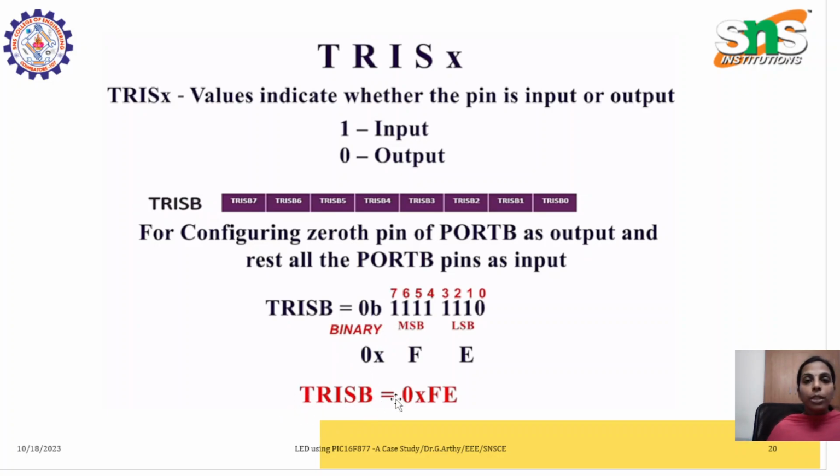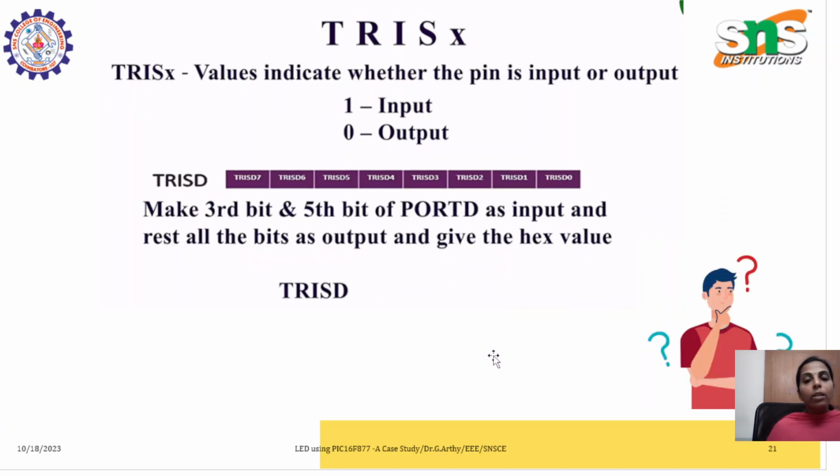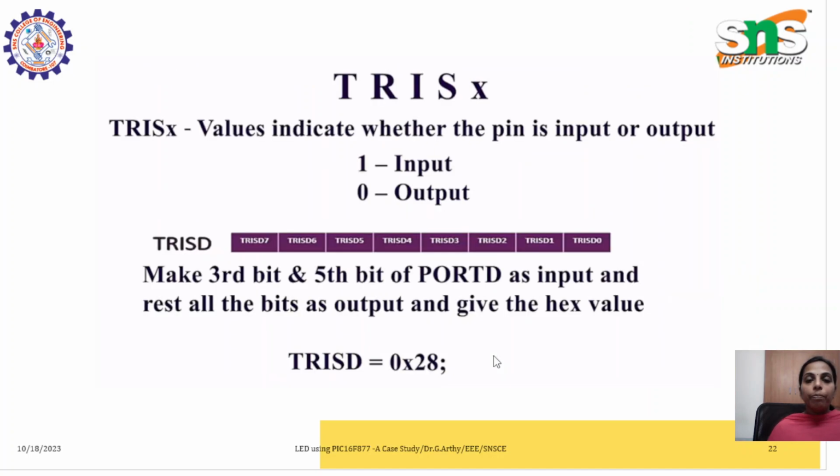So, if you see here, I am telling that the port B register is hexadecimal FE. FE in the sense, F is all ones and then 1110. So through hexadecimal representations we are denoting whether the port is an input port or an output port. Another example: if I want to make the third bit and fifth bit of port B as input and all the rest as outputs, then what will be the hexadecimal value? So it will be 28.